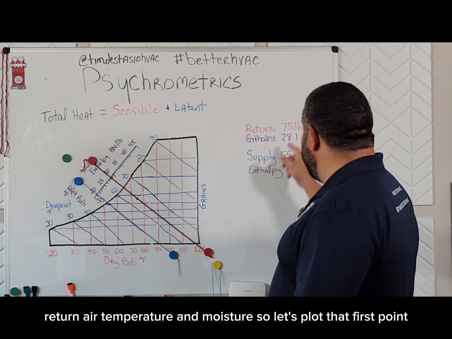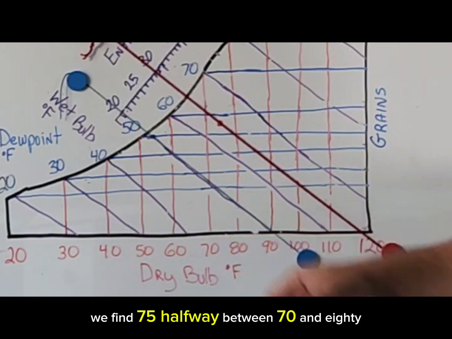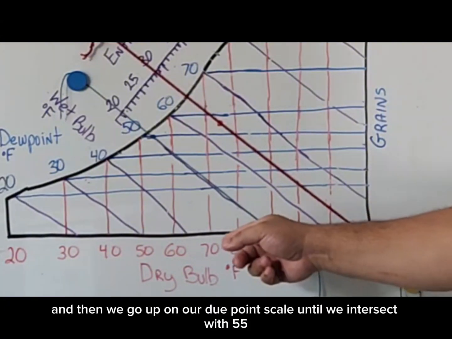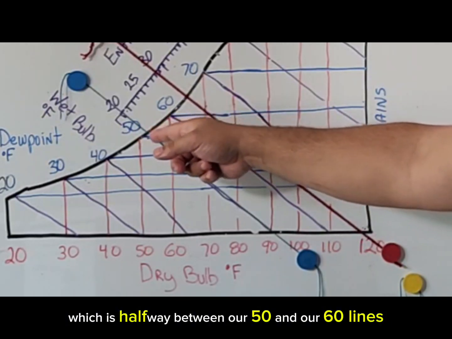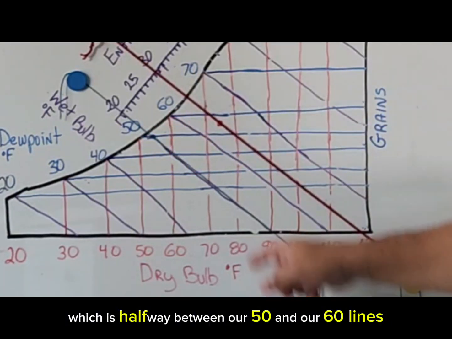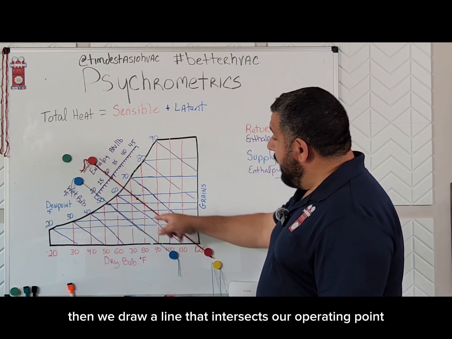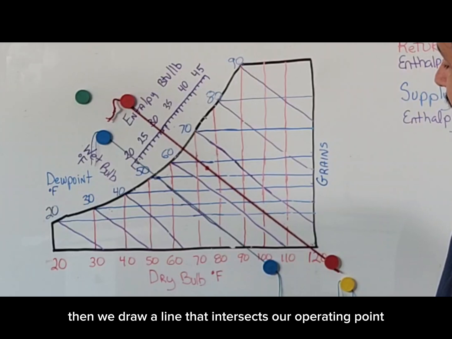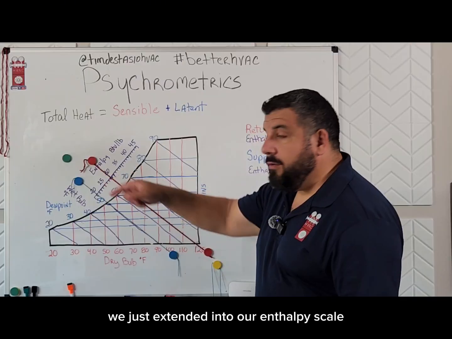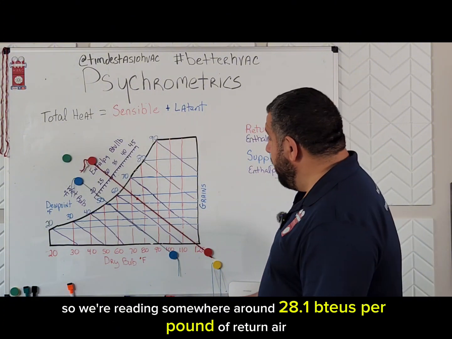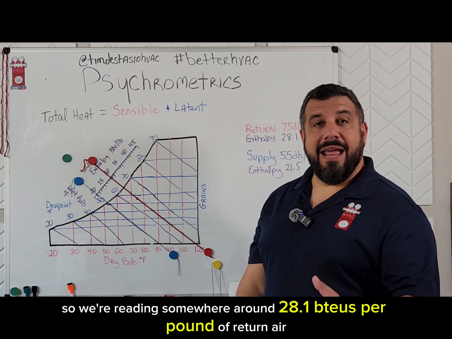So let's plot that first point, 75-degree dry bulb. We come across the dry bulb scale. We find 75, halfway between 70 and 80, and then we go up on our dew point scale until we intersect with 55, which is halfway between our 50 and our 60 line. So here is our operating point. If we want to know what that enthalpy is, then we draw a line that intersects our operating point and runs parallel to these wet bulb lines, and we just extend it into our enthalpy scale. So we're reading somewhere around 28.1 BTUs per pound of return air enthalpy.